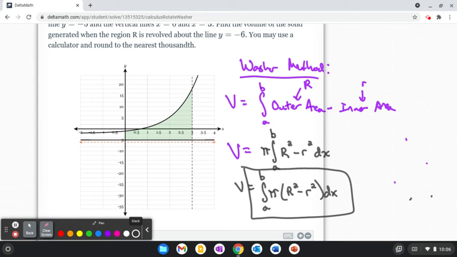Okay, so it's just the outer radius squared minus the inner radius squared. Before, with the disk method, we just had one radius because there was not that hole in the middle. This one we have to consider two radii. So I would write that down, and let's go ahead and try it on this specific problem.